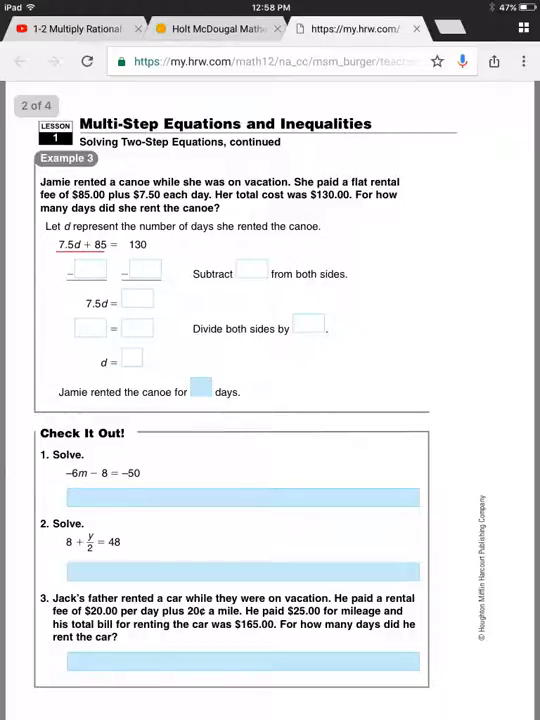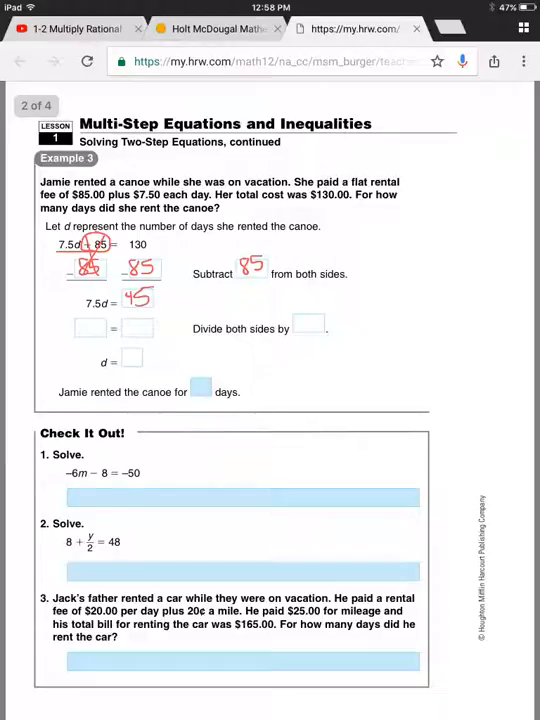So the side with the variable, 85 is the constant and it's being added, so we are going to do the opposite and subtract 85 from both sides. Okay, constants cancel, we bring our 7.5d down, and then we subtract 130 minus 85 and get 45.